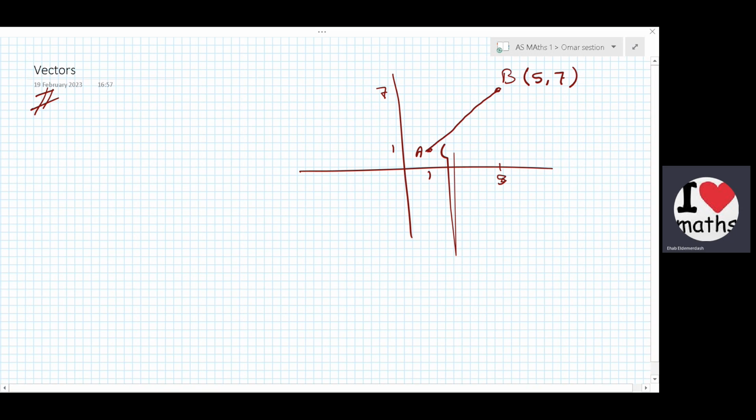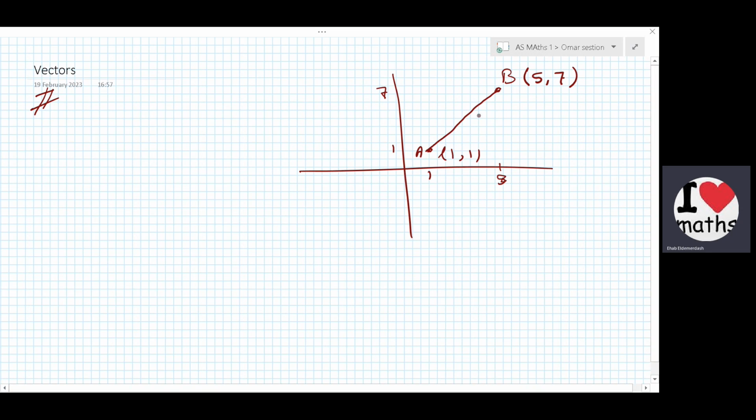So I have here a place which is 1 and 5. And we have another point, which is 5 and 7. And we need to go from the point 1 and 1, and I need to go from this point to another point.